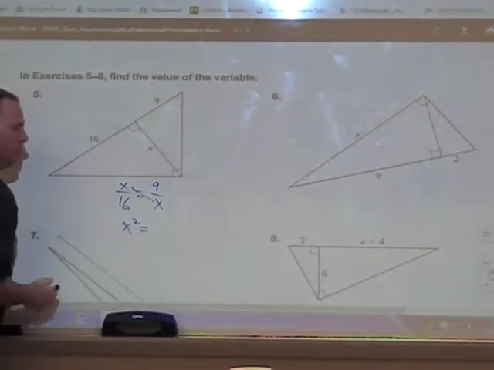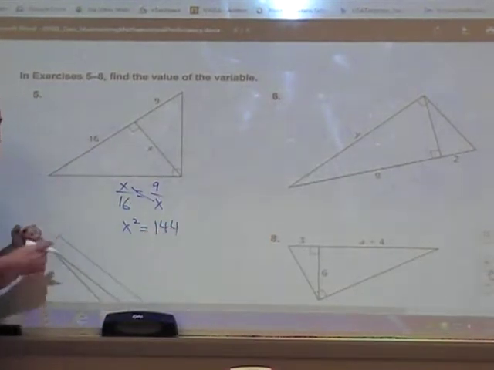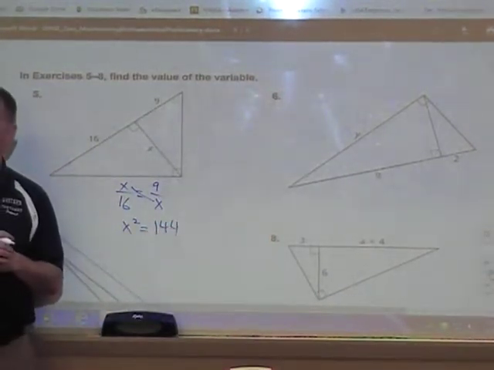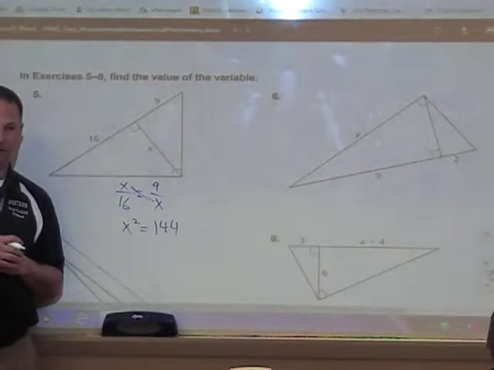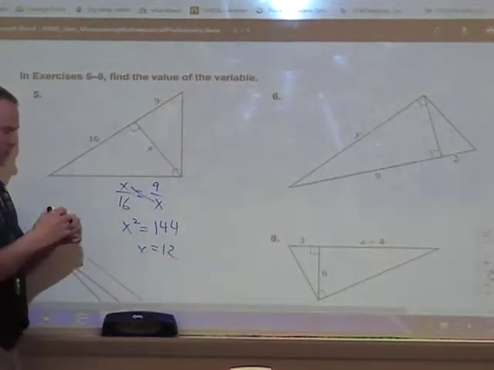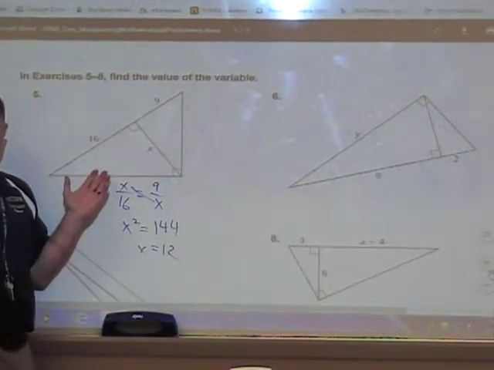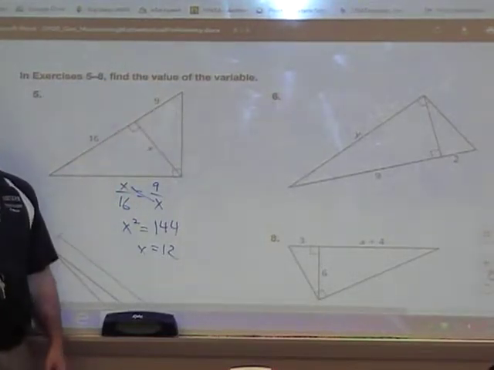x squared is equal to 9 times 16. And what do you get? So how do you get x? And what do you get? 12, yeah. Or you could have said the formula, the altitude squared is equal to this piece times that piece.